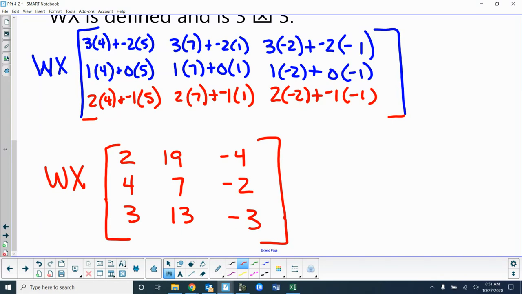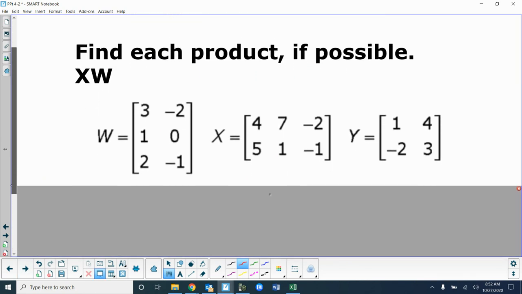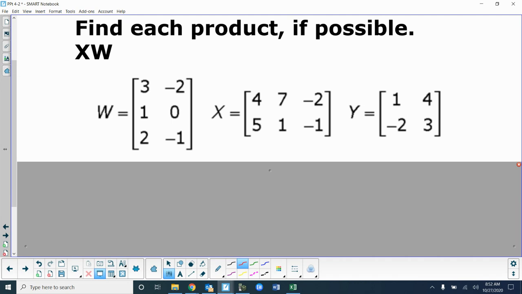Can we go to the next one? Good. Can we do XW? A few of you are saying yes. Does everybody agree with those few?